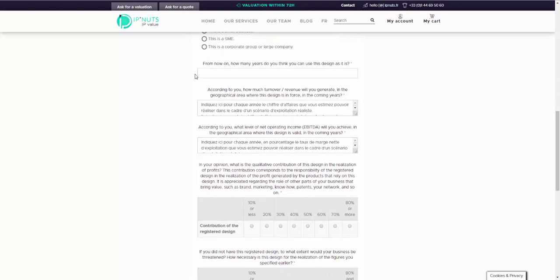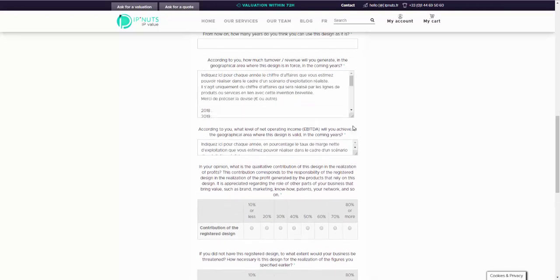Then, from now on, how many years do you think you can use this design as it is, as you have registered it? If you can exploit it maybe 2 years, you put 2 years. If you can exploit it longer, you can put 10 years. It's up to you to appreciate the number of years you can use your design as it is, as far as you know your market and your strategy.